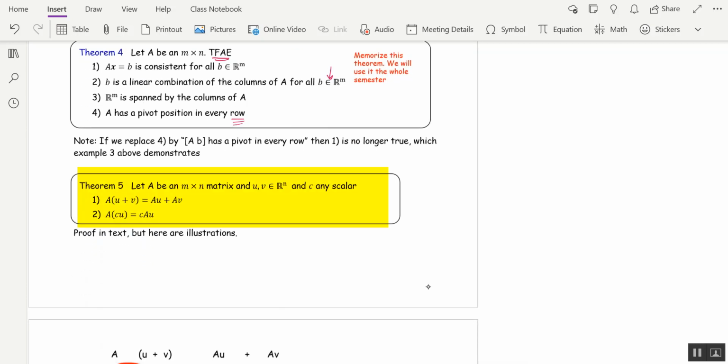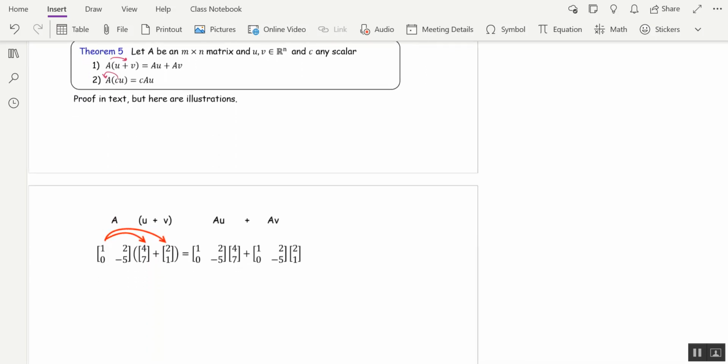Okay, and then finally, linearity. Theorem 5 says that matrix multiplication is linear. What does that mean? It means if we take A times the vector U plus V, that's the same as AU plus AV. So we can distribute over a plus sign. And then this one says we can take scalars and pull them out of matrix multiplication. So it sounds simple, but let me just show you what it means in practice.